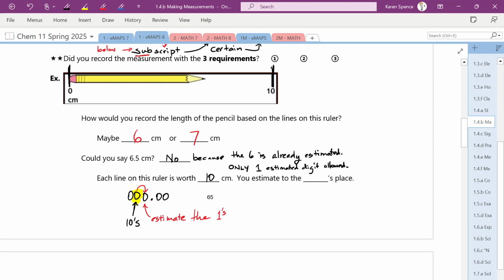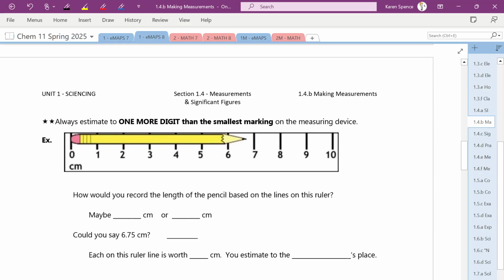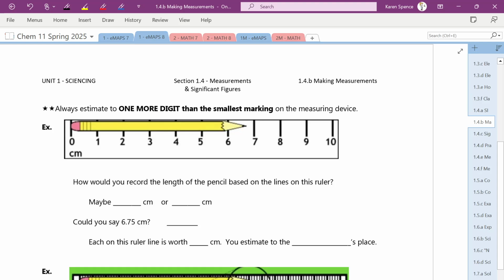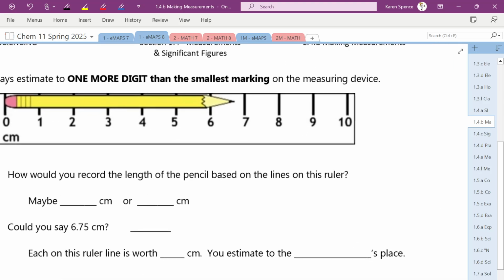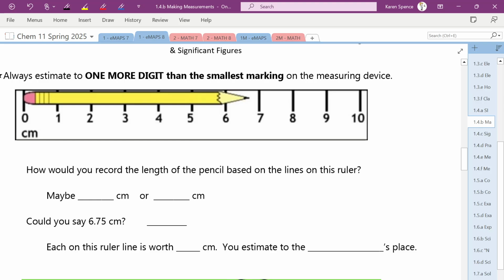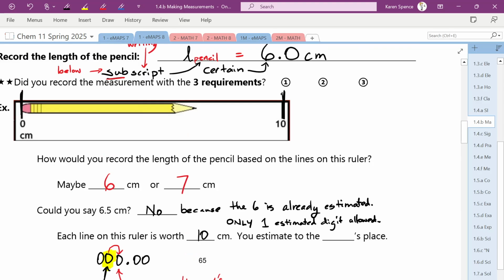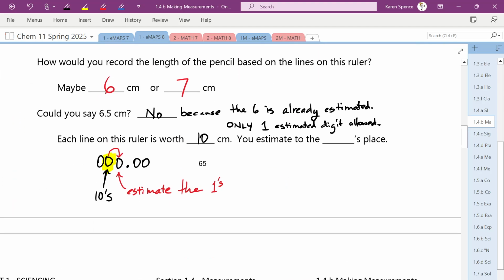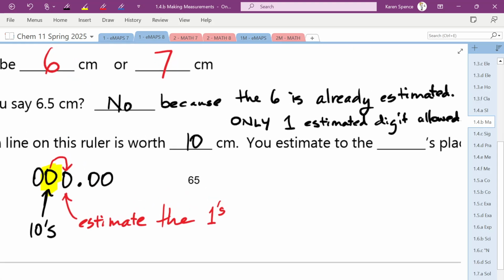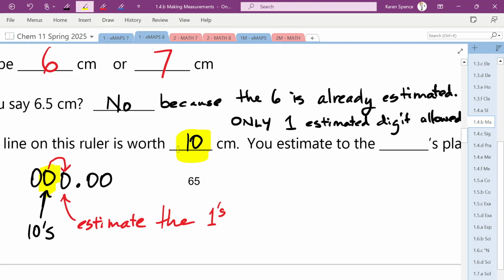All right, let's take a quick look at the next page here. Always estimate to 1 more digit than the smallest marking. How much is our smallest marking here? This is on our next page. What? Oh, I missed one? What did I miss? Oh, because each line on this ruler is worth 10 centimeters, we can estimate to the ones place. Thank you.